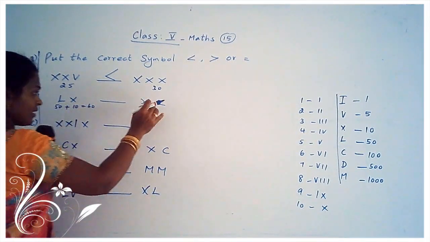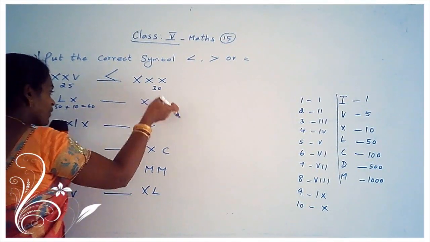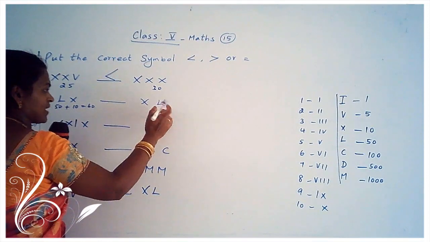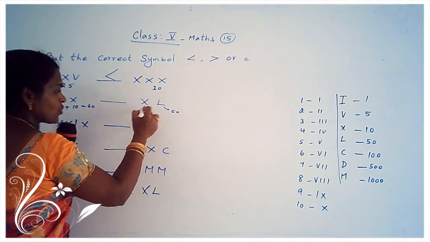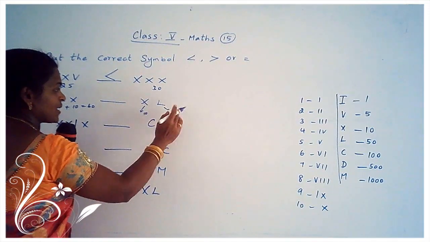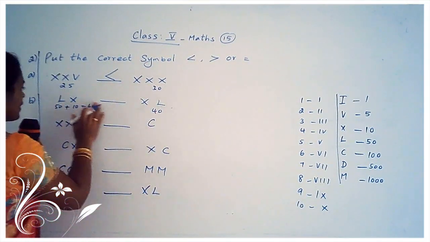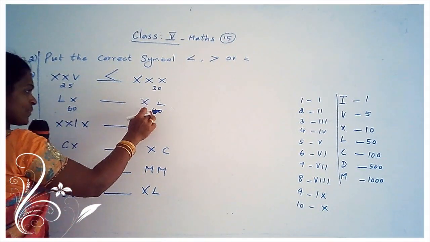Okay. Here, now you come here, XL. Here X is written before the large number. So it is to be subtracted. Here L stands for 50, X stands for 10. So it is to be subtracted. So 50 minus 10 is equal to 40. Okay. So LX means 60, XL means 40.